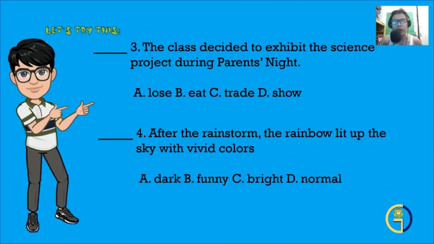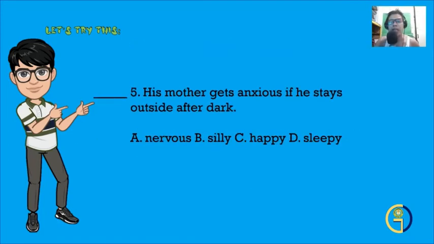Number 4. After the rainstorm, the rainbow lit up the sky with vivid colors. The choices are dark, funny, bright, normal. And number 5. His mother gets anxious if he stays outside after dark. The choices are nervous, silly, happy, sleepy.